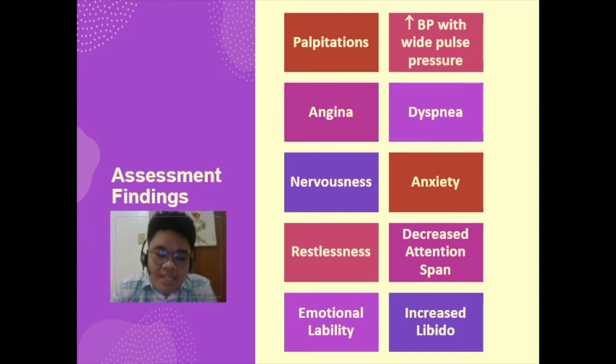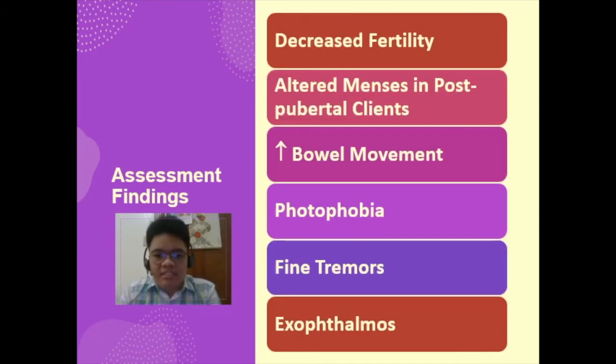And there could be increased libido on the part of your patient. Then, decreased fertility. There could be altered menses if we are talking about post-pubertal clients. There will be an increase of bowel movement. So if you look at this class, although there is an increase of sympathetic innervation, there's also increase of bowel movement because your T3 and T4 would trigger the bowel movement to be increased. There will be photophobia and even fine tremors. And then classic is your exophthalmos.